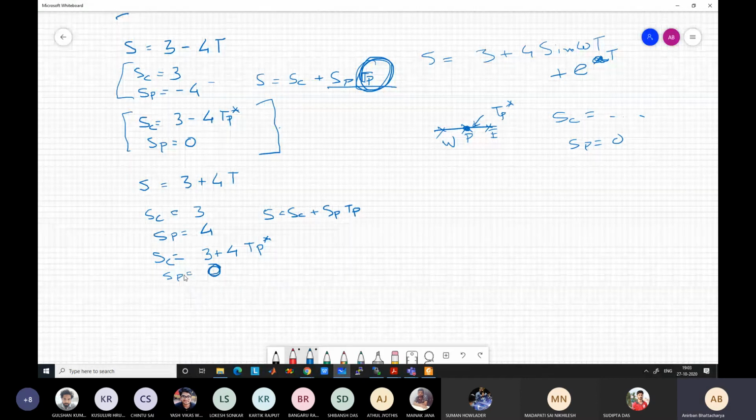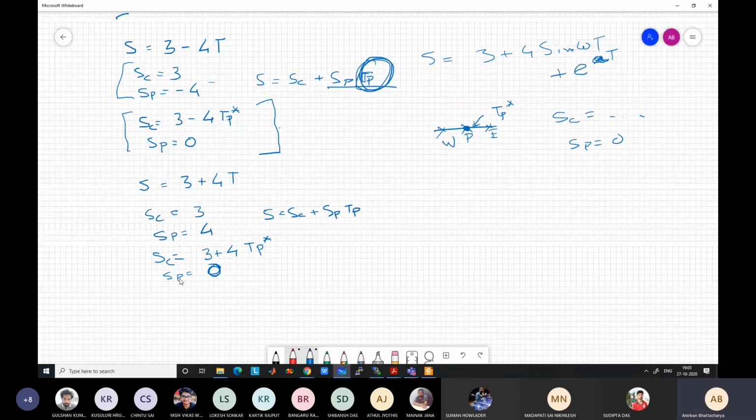So SP equal to 0 means SP has to be negative or 0. It should not be positive. If SP is 0, there is no problem. So this lazy man approach is perfectly fine in this case, because you cannot do this calculation.